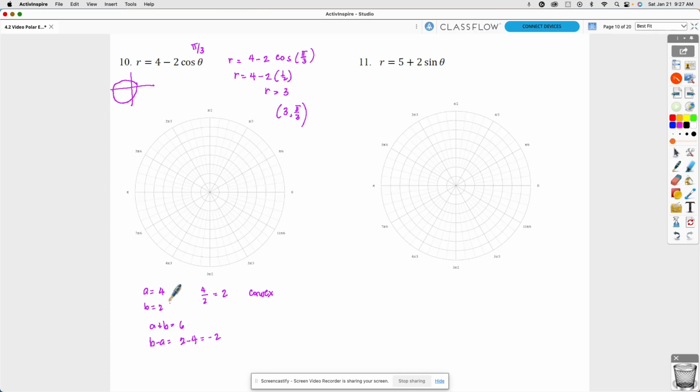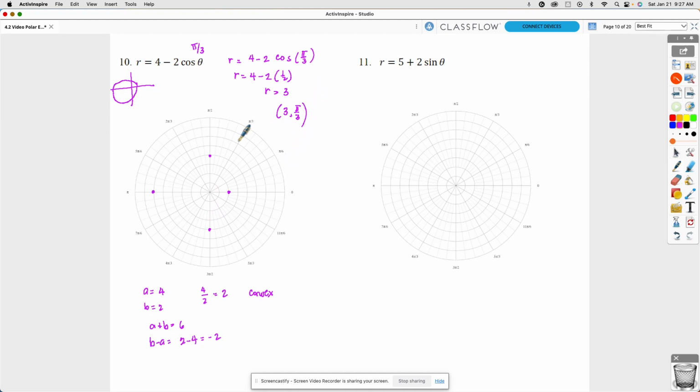So we start with A plus B is 6. So we count over to the left. 1, 2, 3, 4, 5, 6. And then B minus A is -2, so 2 units on the other side. 1, 2. And then your intercept is at A, so 4 units. 1, 2, 3, 4. 4 units on the other side as well. 1, 2, 3, 4.